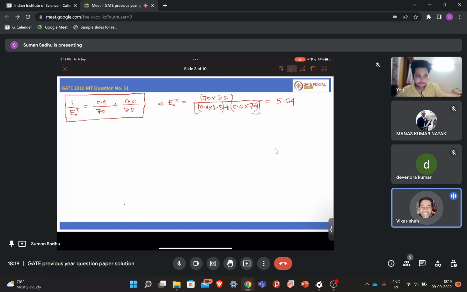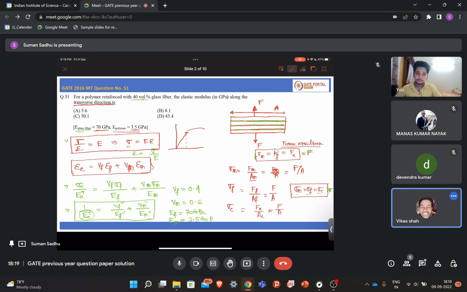I have just calculated the value of addition. After that, we have to transpose, so I have not transposed. I just calculated the value of 1 by E 3 by transpose. Okay, it comes to around 30. So now we got it direct. You can see this answer is option A, 5.6.